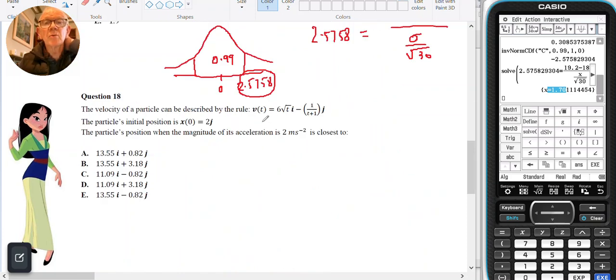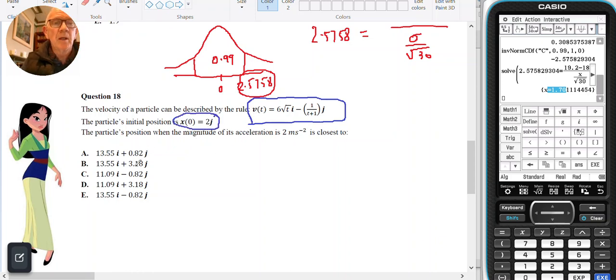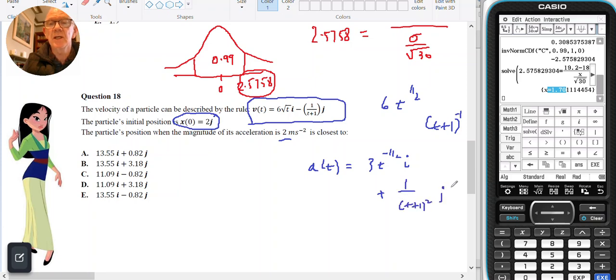In question 18, we have a rule for velocity in terms of i's and j's, and we have an initial position 2j. We want the particle's position when the magnitude of the acceleration is 2. So a of t will be the derivative of this, which will equal 6t to the half, so that should be 3t to the negative a half in the i, minus, that's going to be t plus 1 to the negative 1, so it's going to be plus 1 on t plus 1 squared in the j.